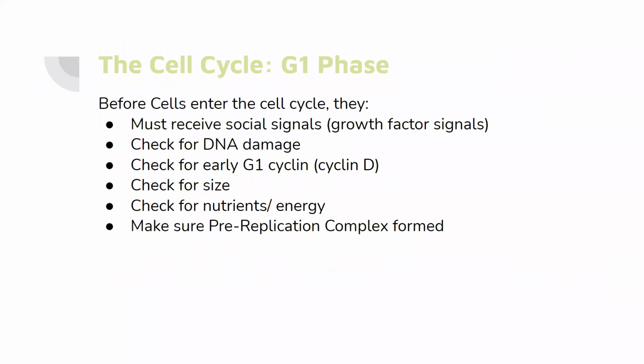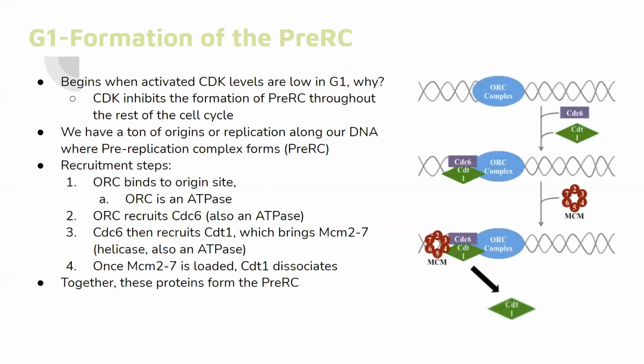Okay. So now we're going to G1 phase. So this is that first phase, that kind of longer phase. And this is the phase where cells have to commit to the cell cycle. So before cells do enter the cell cycle, they have to receive growth factor signals. They have to check for DNA damage. They have to check for cyclin D, which is one of the early G1 cyclins. They have to check for size. This is why it's called a growth phase, because we need to increase the cell size. They need to have enough nutrients and energy, and they need to make sure that the pre-replication complex is formed, which we'll talk about in a second.